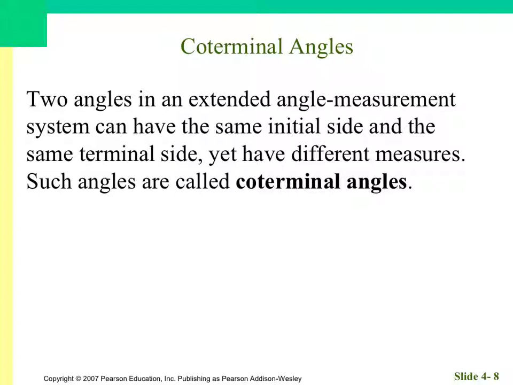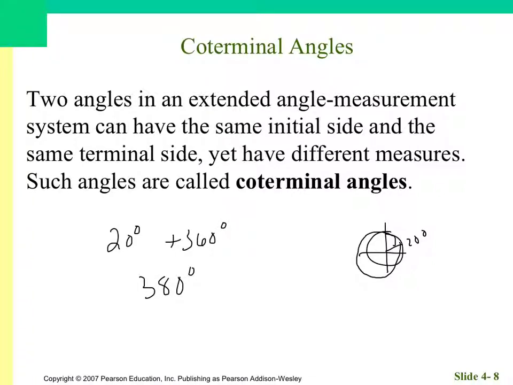Coterminal angles. Two angles in an extended angle measurement system can have the same initial side and the same terminal side, yet different measures. So if I said an angle of 20 degrees and I wanted a coterminal angle, well, think about the circle. There's the 20 degrees. How far would I go around? All the way around. So add 360. So 380 degrees would be a coterminal angle. Okay? Or you could subtract 360.